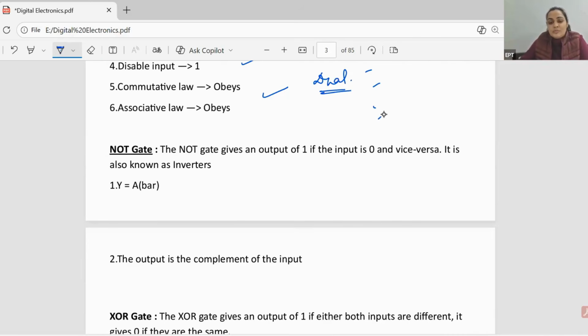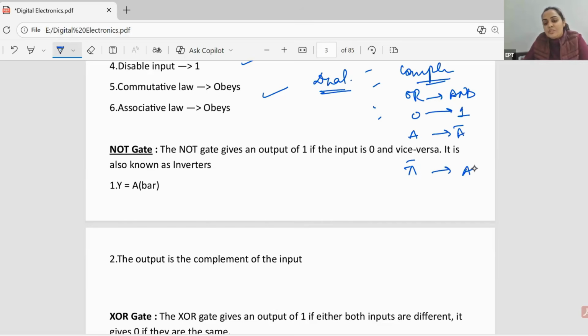So students, as I told you about the dual, if you have to find the dual, you have to follow 3 steps, right? Suppose you have to find the dual of any expression, then what will you do? OR will be replaced with AND, right? And 0 will be replaced by 1, and A will be replaced by A bar. If you have A bar, then A bar will be replaced with A bar bar, so it is going to be A only, right?